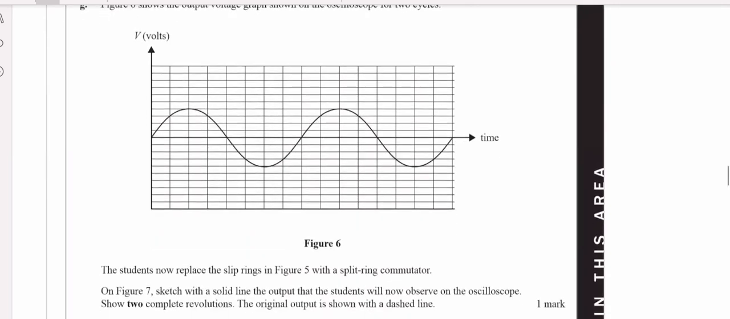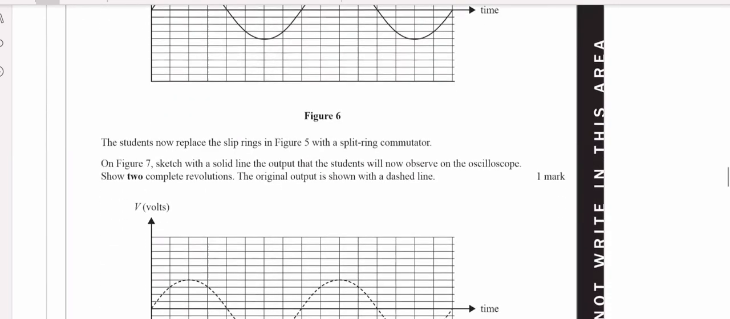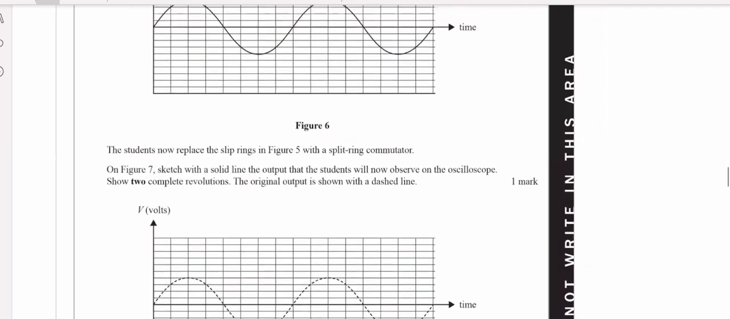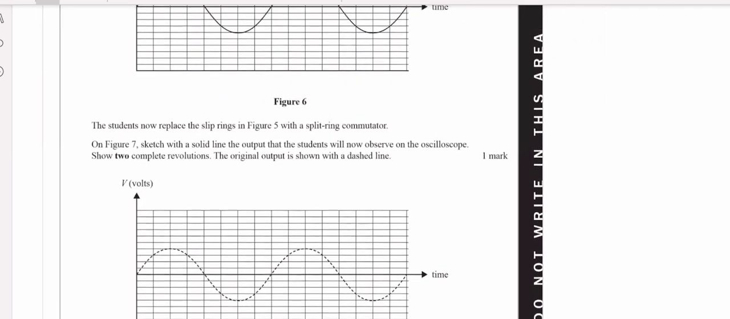Figure 1 shows the output voltage, and then they replace the slip rings with the split ring commutator. Sketch 2 complete revolutions. Just draw onto this. It's a commutator now, so it's rectified. It's all in the positives. Change anything else?